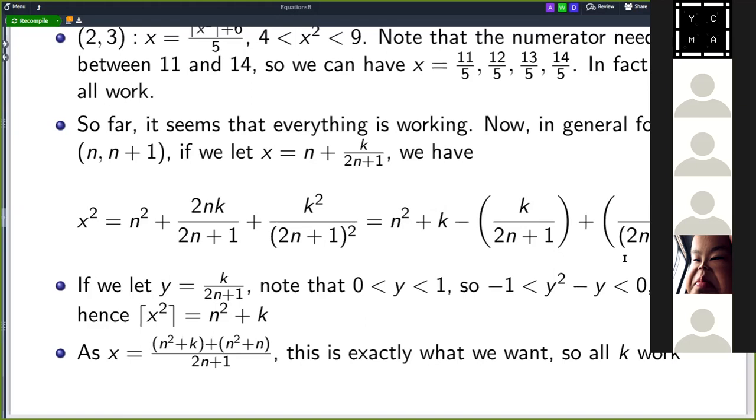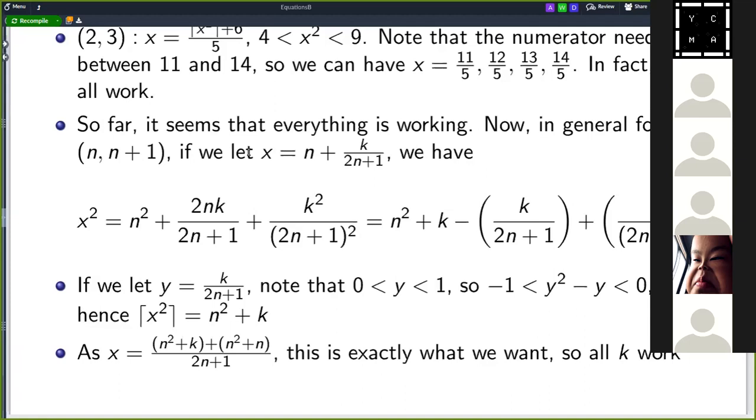Can I explain why the ceiling of x squared is equal to n squared plus k? So we got that x squared was equal to n squared plus k plus some number between -1 and 0. So n squared plus k is an integer, and we're adding some small number which doesn't change the ceiling. I'm saying adding a number between -1 and 0, but yeah, sure, subtracting a number between 0 and 1 is probably easier to understand. So we're subtracting a number between 0 and 1, which means that it's not big enough to change the ceiling. So the ceiling of x squared after we subtract y minus y squared is still going to be n squared plus k.